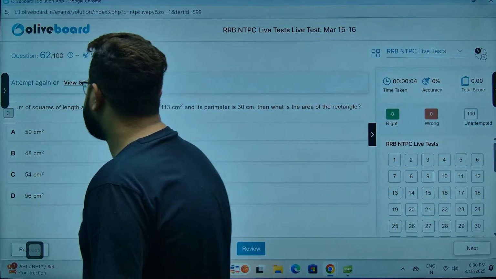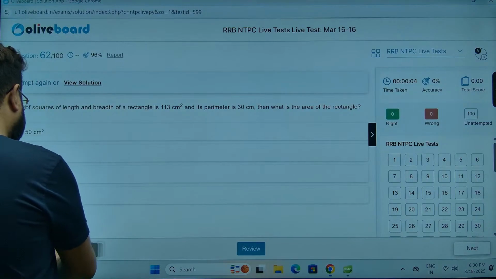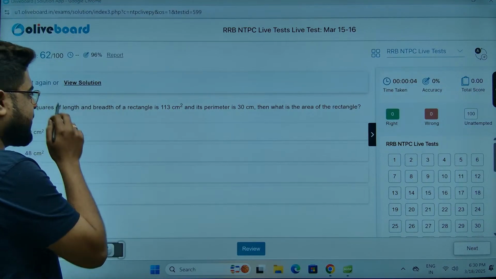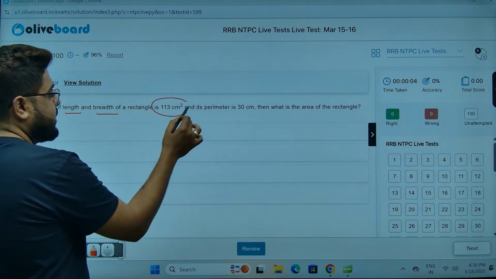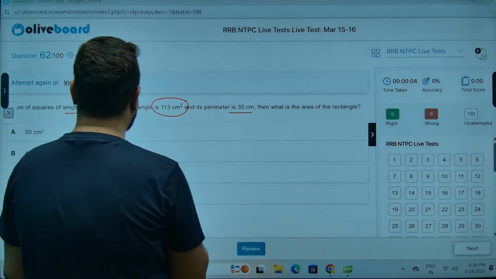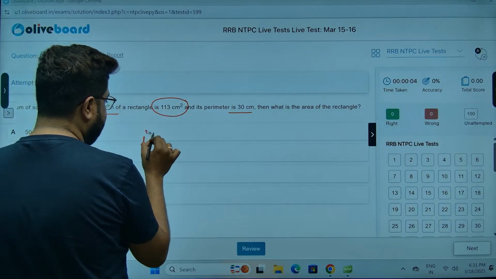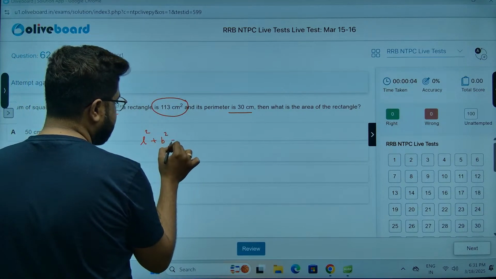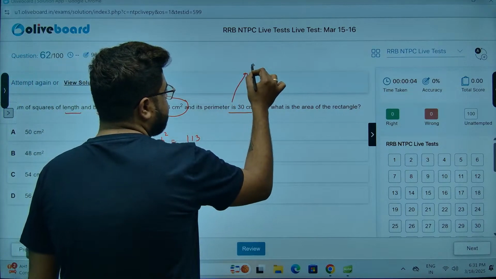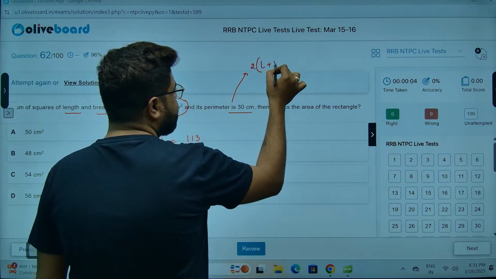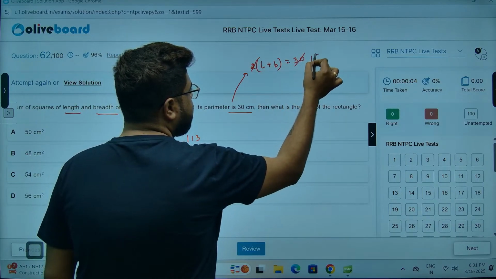Achha. Sum of squares of length and width of a rectangle. Today they have given more questions. Let length and breadth be L and B. So L square plus B square is 113. Perimeter is 30, so 2 into (L plus B) is 30, which gives L plus B equal to 15.